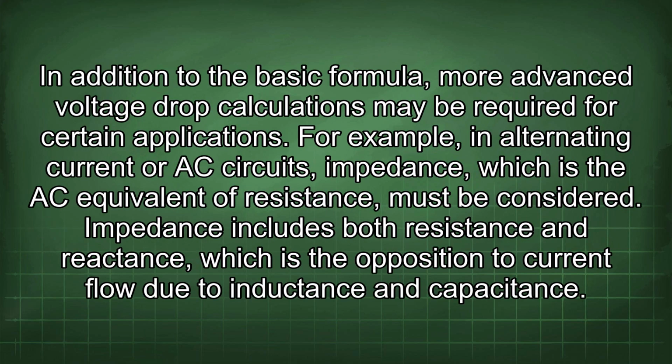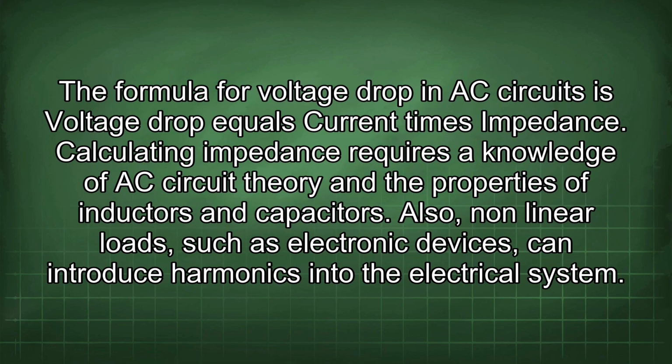In addition to the basic formula, more advanced voltage drop calculations may be required for certain applications. For example, in alternating current or AC circuits, impedance, which is the AC equivalent of resistance, must be considered. Impedance includes both resistance and reactance, which is the opposition to current flow due to inductance and capacitance. The formula for voltage drop in AC circuits is voltage drop equals current times impedance. Calculating impedance requires a knowledge of AC circuit theory and the properties of inductors and capacitors.